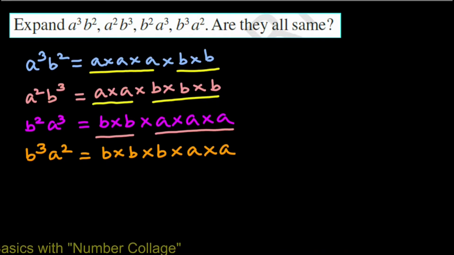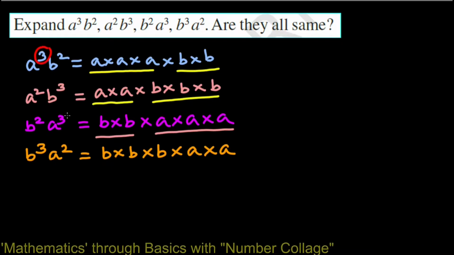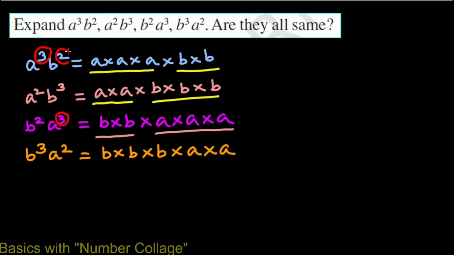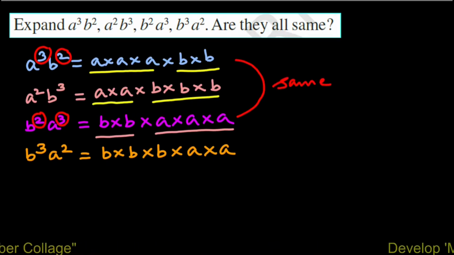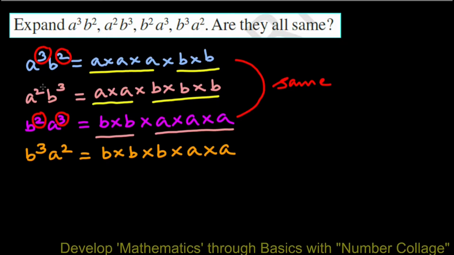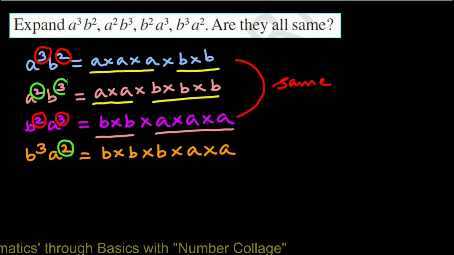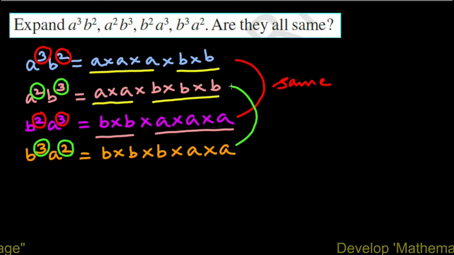Now to decide whether they are all same, we have to focus our attention on their indices. Here the index of a is 3, and here also the index of a is 3. Next, here the index of b is 2, and here also the index of b is 2. Hence these two numbers in a and b are the same. In the other two pairs, the index of a is 2. Here also the index of a is 2. Then the index of b is 3. Here also the index of b is 3. Therefore, the second and the fourth numbers in a and b are the same.